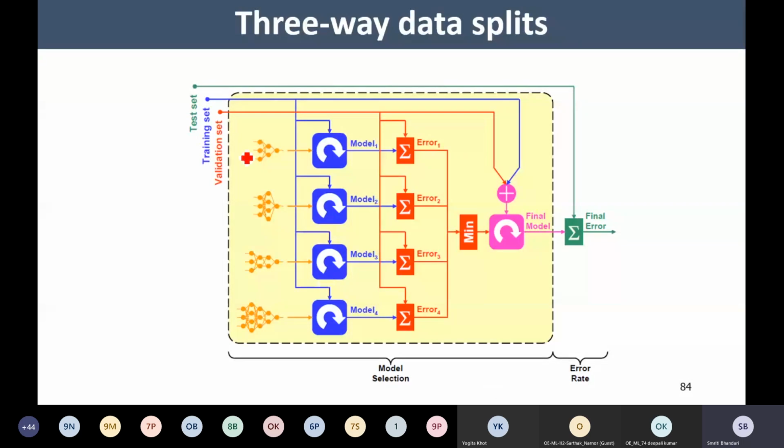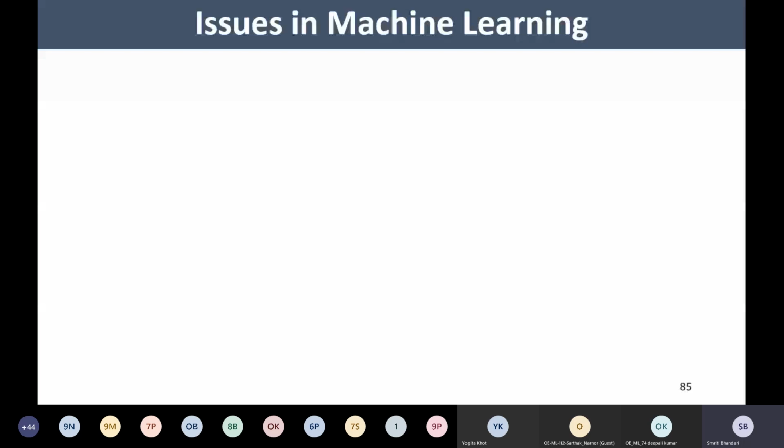As I mentioned, here are the different experiments. ANN is being used, the number of layers is different, the number of neurons is different, so the hyperparameters are different. Here, instead of 3 models, we have 4 models. So I would recommend you go through this representation of three-way data splits and try to understand it. Okay, fine.